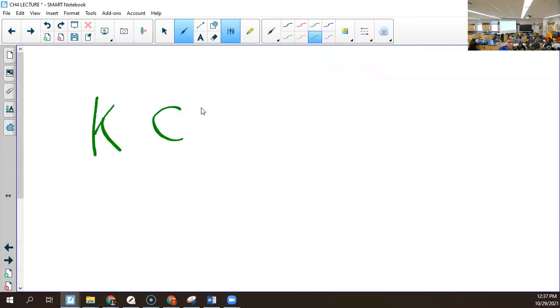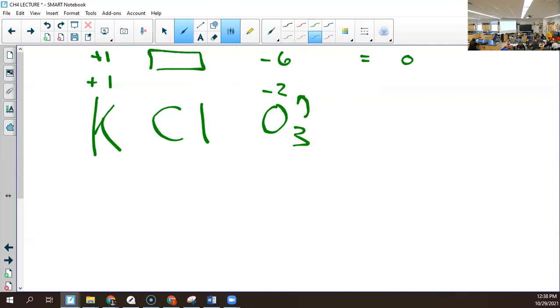I have KClO3. I know this is a -2. I know K is a monatomic ion, so it's the same as its charge, which is a +1. But remember, all this has to add to 0. And this is a -6. This is a +1. So we have +1 something -6 equals 0. So what does it have to be? Has to be a +5.